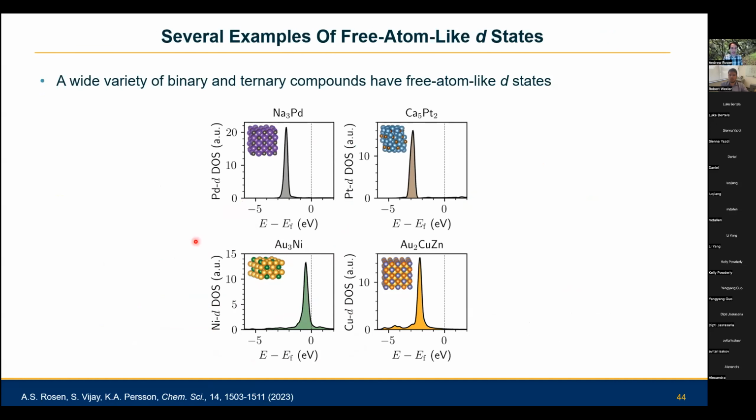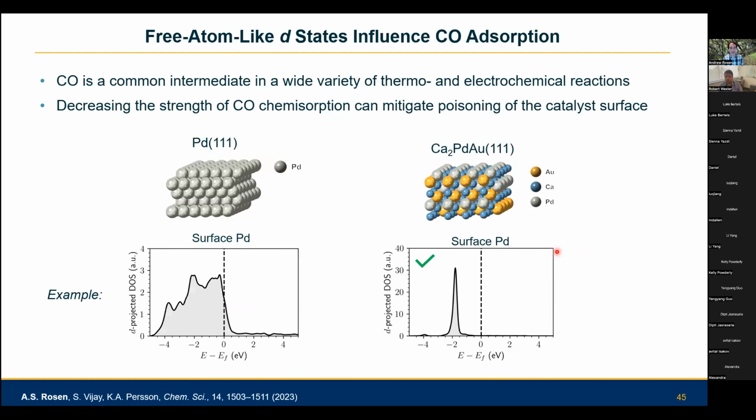And to show you a couple of examples, I'm obviously not going to show you all 300 and change. You can check out the data set in Chemical Science if you'd like, but there's a variety of binary and ternary compounds with this behavior. We have a sodium palladium compound with free atom-like palladium, a calcium platinum compound with free atom-like platinum, a nickel gold compound with free atom-like nickel, and even ternary compounds like this gold copper zinc compound with free atom-like copper. So a quite diverse range of structures.